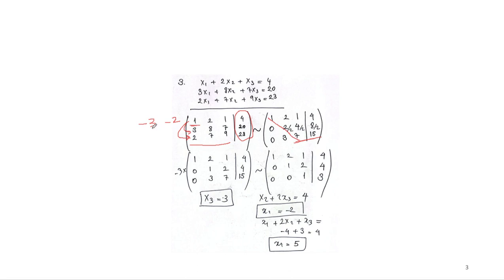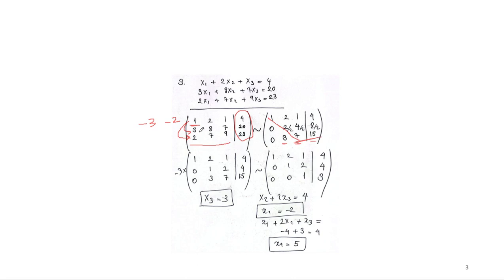So, for example, if we multiply by minus 1 and add to the third row, that gives us 0 here. And then 7 minus 4, we get 3. And then 9 minus 2, we get 7. And we have 23 minus 8. That gives us 15.